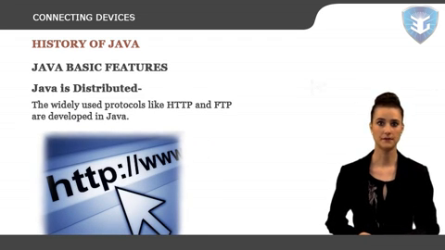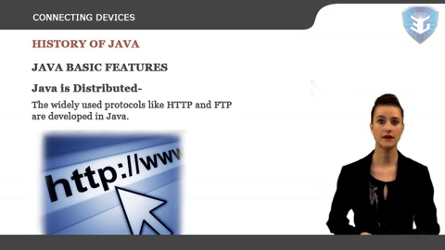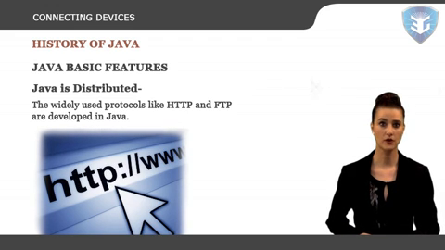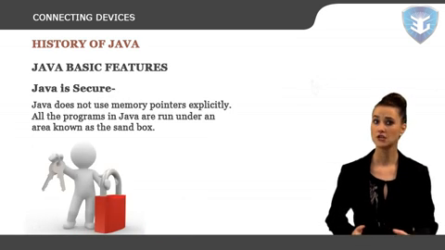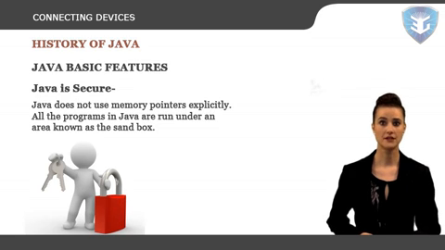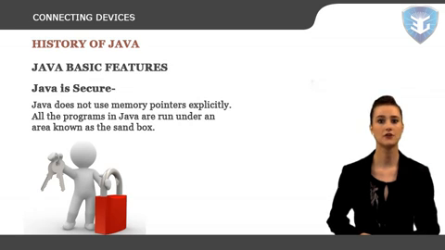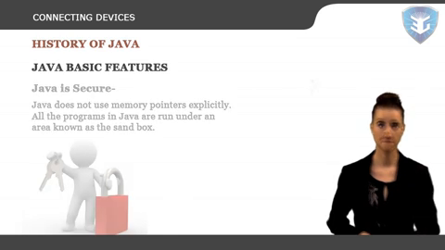Java is distributed. The widely used protocols like HTTP and FTP are developed in Java. Internet programmers can call functions on these protocols and get access to files from any remote machine on the internet rather than writing code on their local system. Java is secure. Java does not use memory pointers explicitly. All the programs in Java are run under an area known as the sandbox. The Security Manager determines the accessibility options of a class, like reading and writing a file to the local disk.